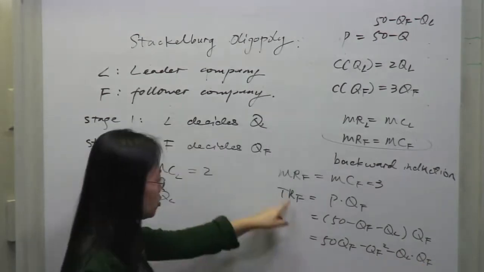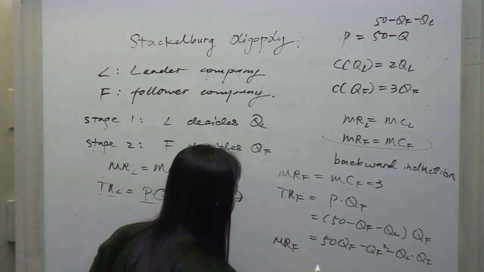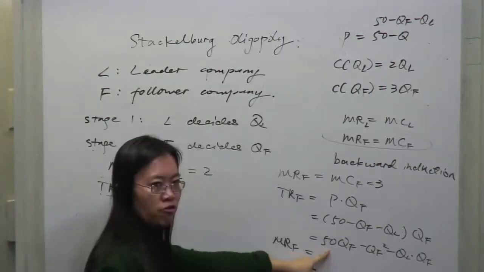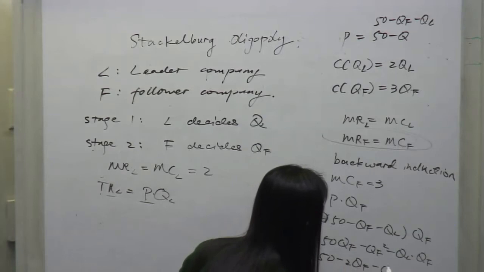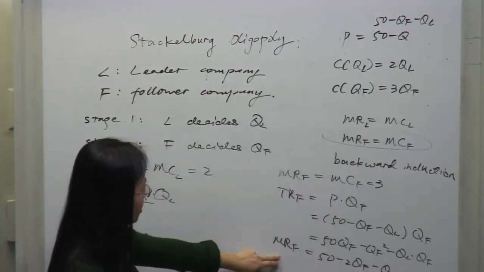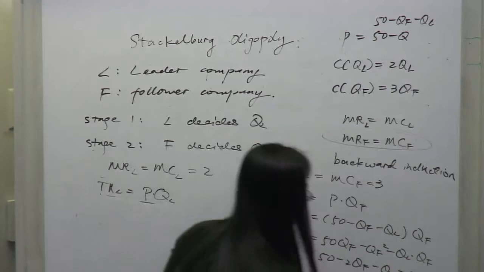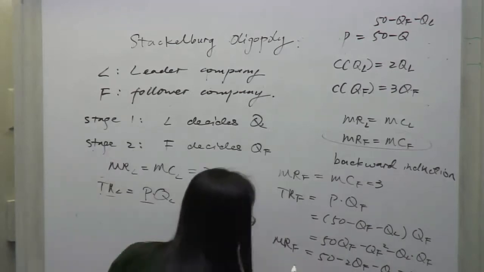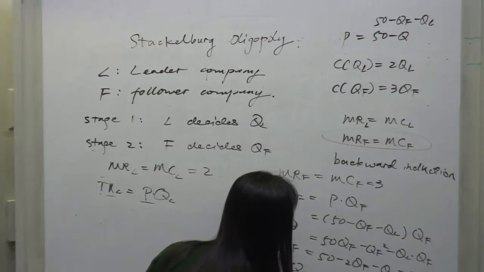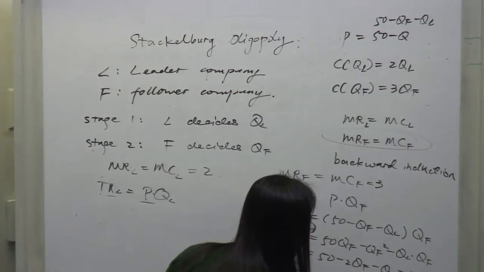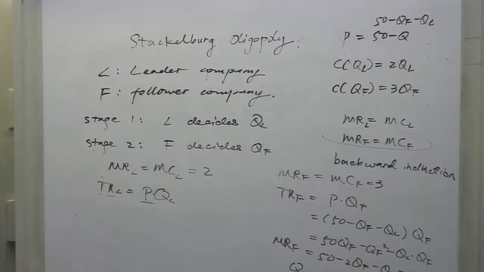After you get total revenue for the follower, you have to take the derivative, which is equal to 50 minus 2QF minus QL. And that is marginal revenue for the follower. You set this equal to 3. Then you solve for QF, which eventually is going to be 23.5 minus 0.5 QL. That's correct. So I'm going to stop here.